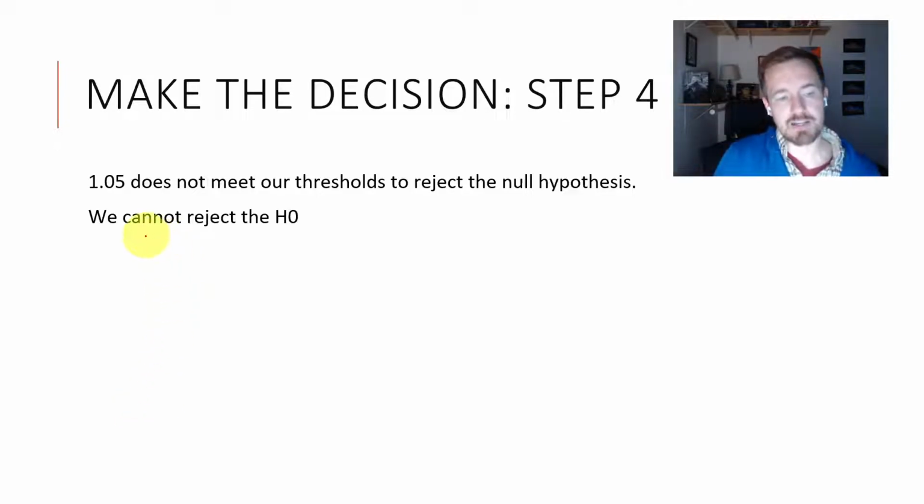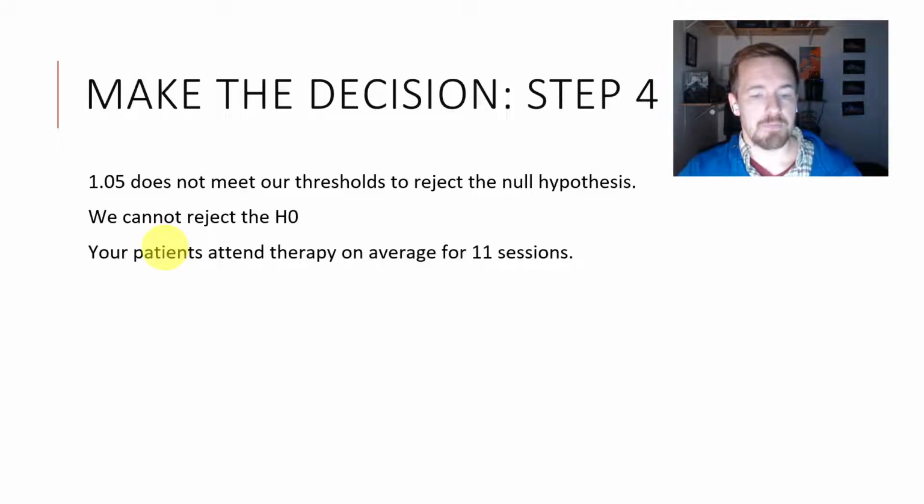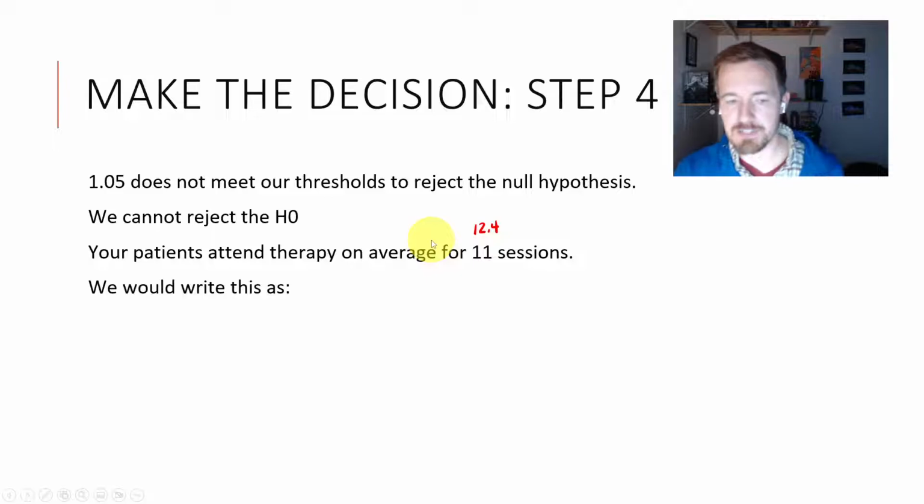And what we're saying here is that we are failing to reject the null. We don't have enough evidence to say that they are different. We're still saying there could be a case that they are in fact different, but we just don't have enough evidence here. So that means that we would say that our patients do attend therapy on average for 11 sessions. Even though the actual number is 12.4, what we establish is that once you account for the variability that all patients have, that is no different from 11 sessions.